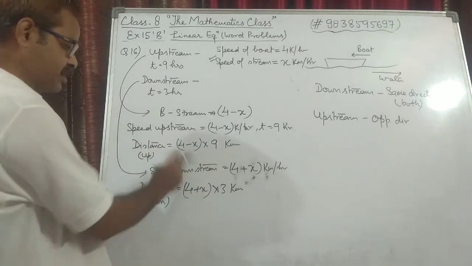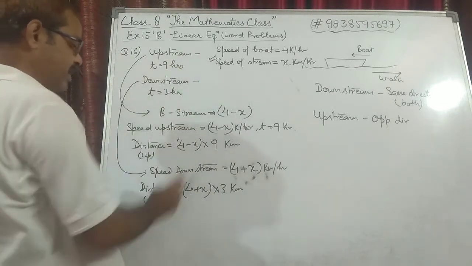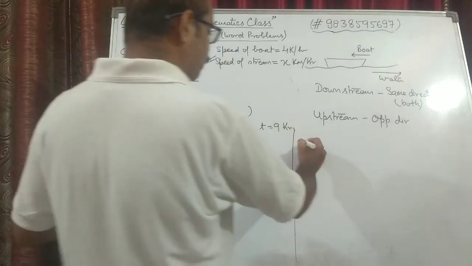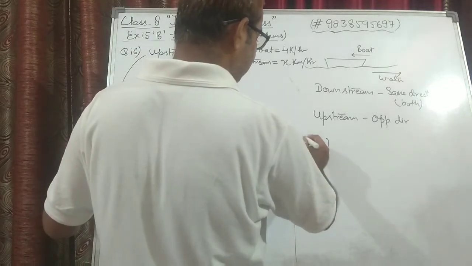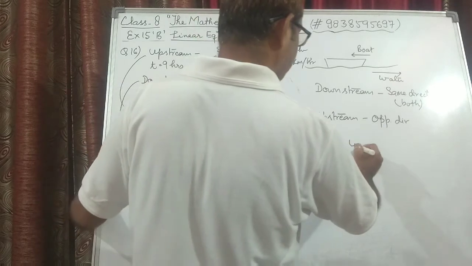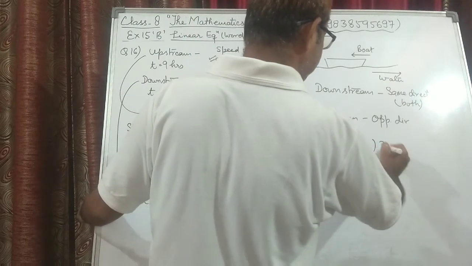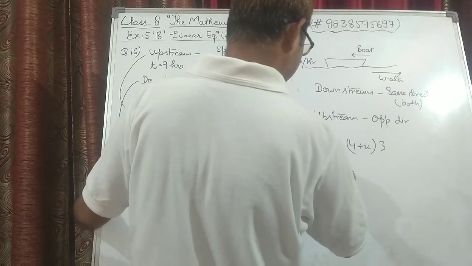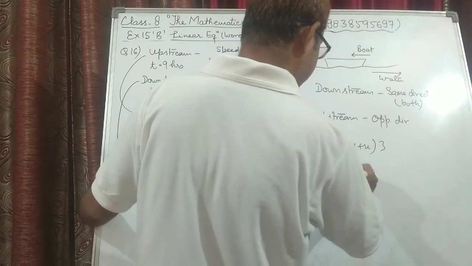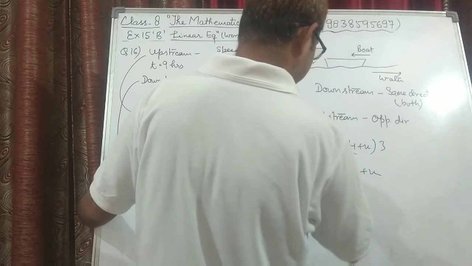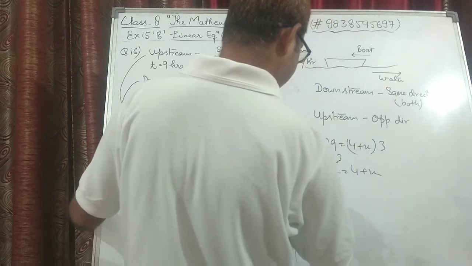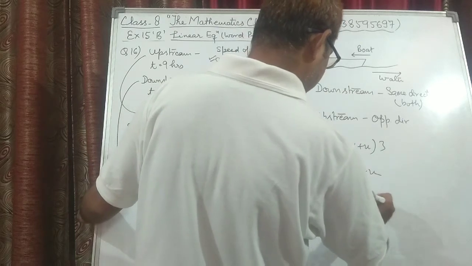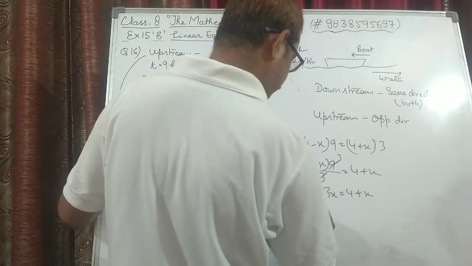Since they say that the distance is the same upstream and downstream, this and this will be equated. So 4 minus x times 9 is equal to 4 plus x times 3. So (4 − x) into 9 upon 3 is equal to 4 plus x. 3 3s are 9. When you open the bracket, 4 3s are 12 minus 3x is equal to 4 plus x. 3x goes to that side, 4 comes to this side.